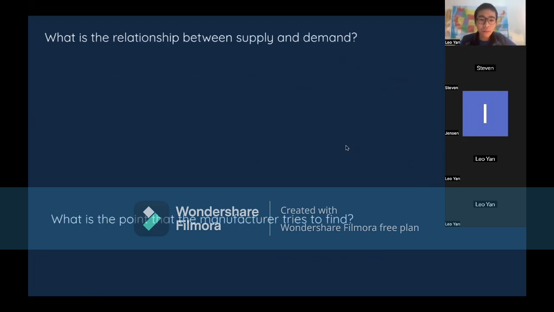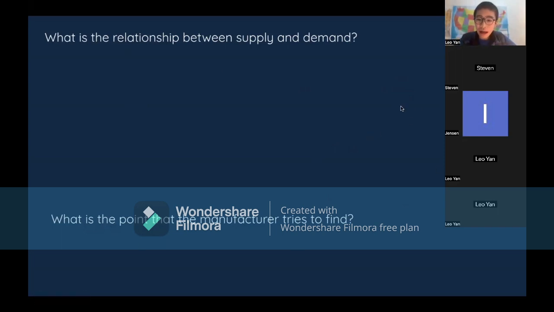What is the relationship between supply and demand, and what is the name of the point that the manufacturer tries to find on the graph? This was also in the same lesson, but I do know that my second question is a tiny bit specific, so don't worry if you can't answer it.